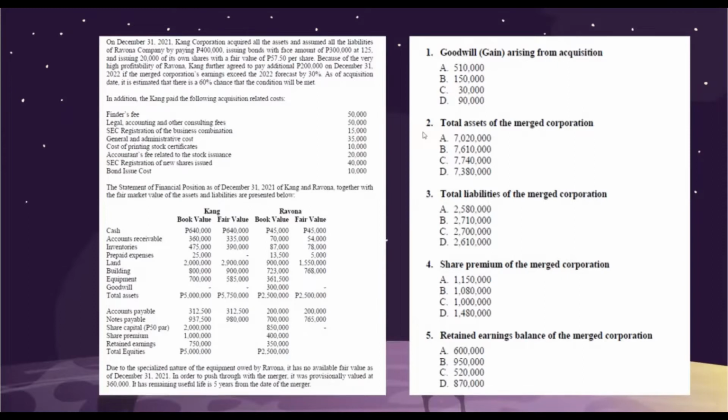So number 1, how much is the goodwill or gain arising from acquisition? Number 2, total assets of the merged corporation. Number 3, total liabilities. Number 4, share premium. And then number 5, retained earnings. So basically, pinapakompute sa atin yung buong balance sheet. So let's have problem 1.